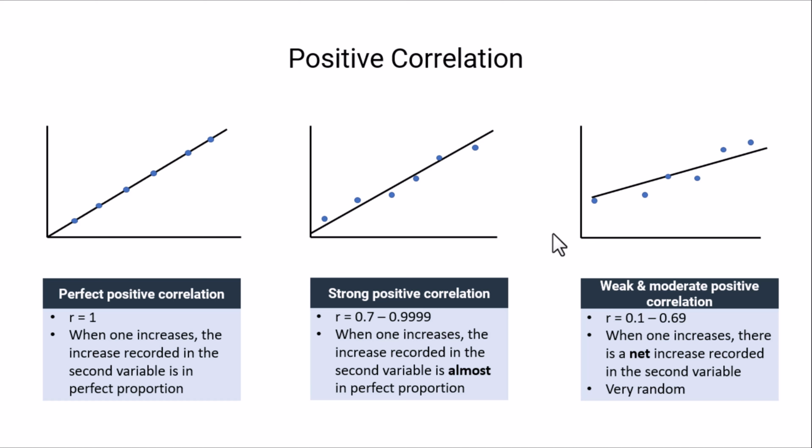But most times in real life situations, we don't usually have perfectly positive correlation. So because of this, we have strong positive correlation ranging between 0.7 to 0.9999, just like that. So when one increases, the other will also increase.